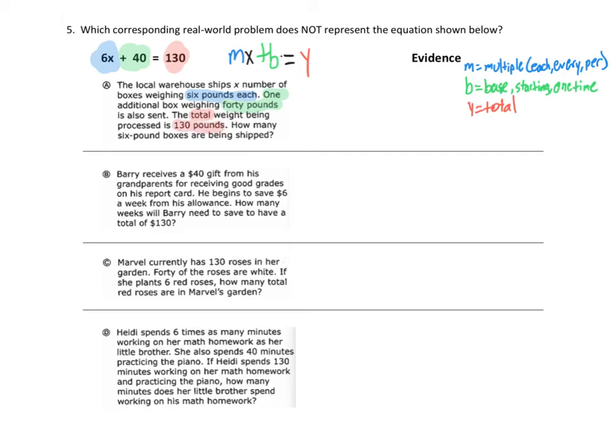So let's write out what we color coded. We said 6 pounds each. So 6, the X is that each. One box at 40 pounds, plus 40, equals the total weight of 130. So far, that matches exactly over here. So let's keep going on.